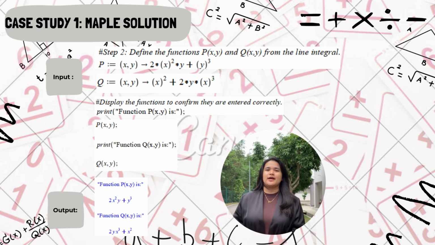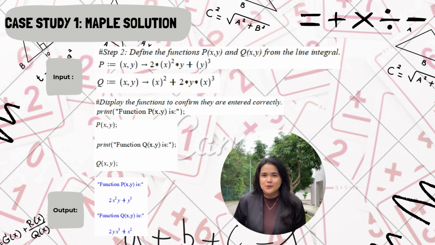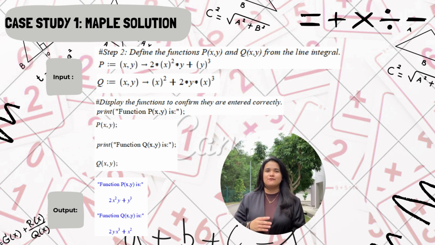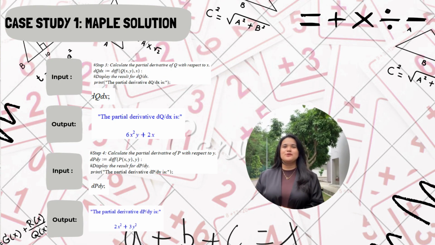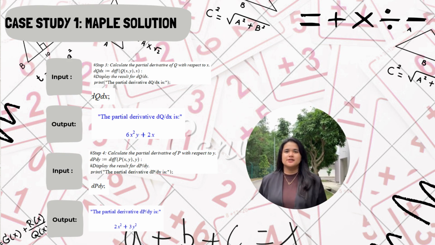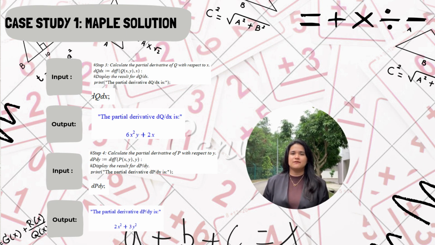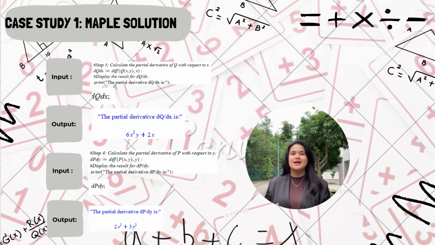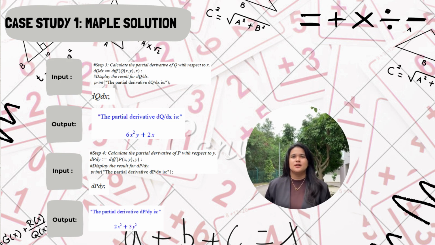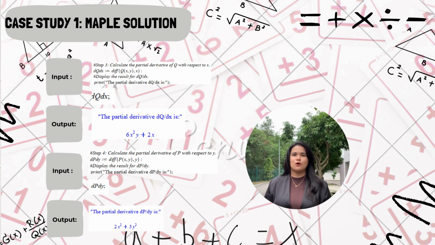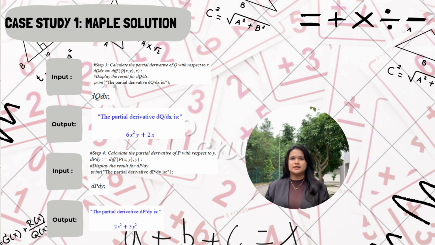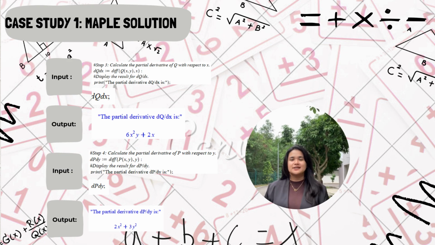So the first step is to identify the functions: P(x,y) equals 2x squared y plus y cubed, and Q(x,y) is x squared plus 2x cubed y. Next, we compute the required partial derivatives. The partial derivative of Q with respect to x is 2x plus 6x squared y, while the partial derivative of P with respect to y is 2x squared plus 3y squared. Using Green's theorem, we subtract these derivatives to obtain the integrand.